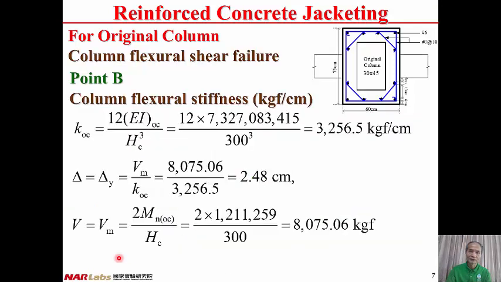And delta equal to delta Y equal to Vm divided by Kc. Kc is the flexural stiffness of the column, equal to 12 EIc divided by Hc cubed, equal to 3 point something ton force per centimeter. And Vm equal to 2 Mn of the original column divided by Hc, equal to 8 ton force.